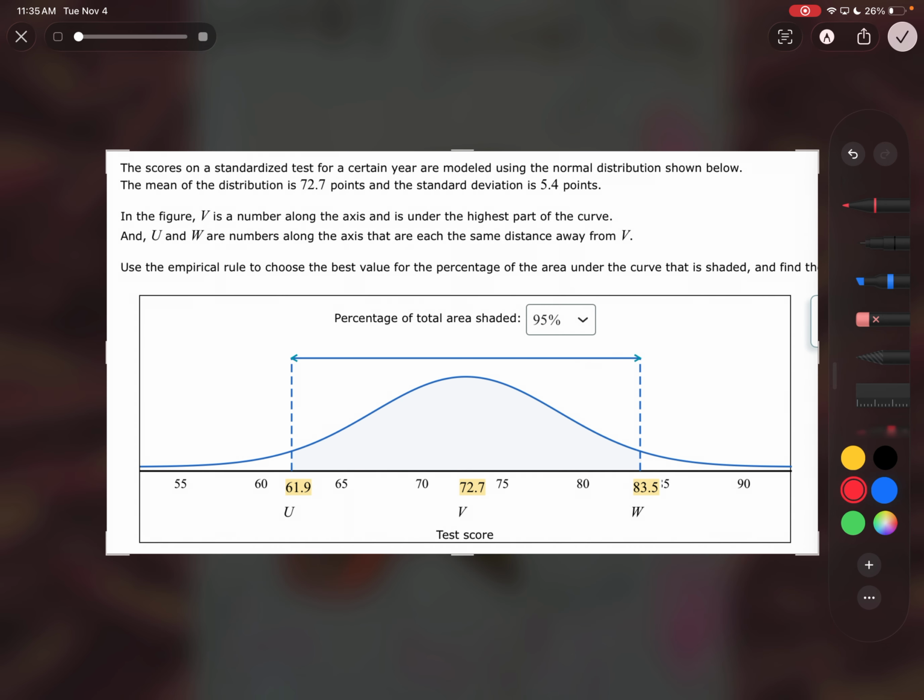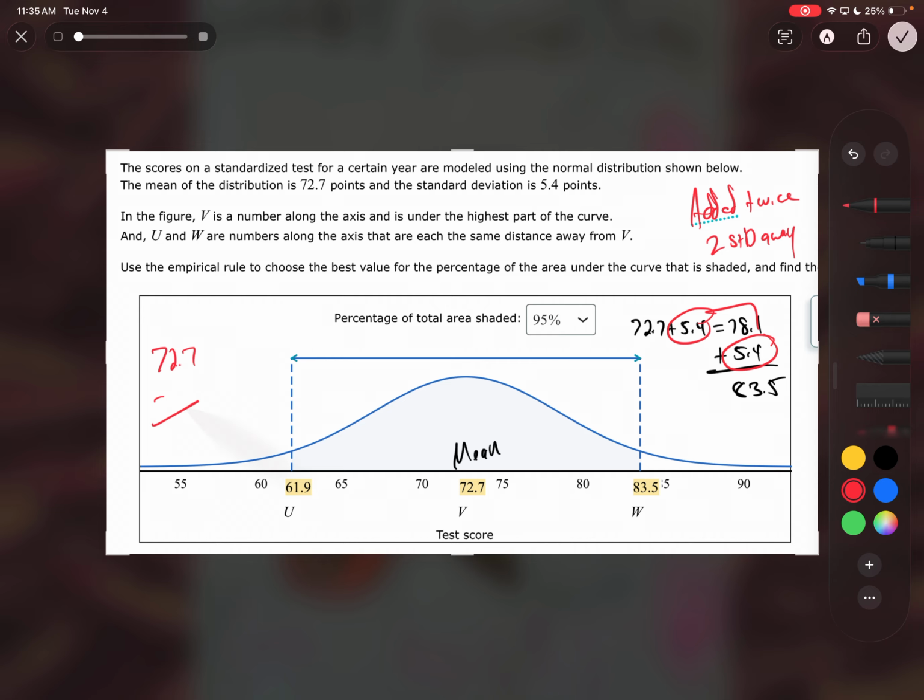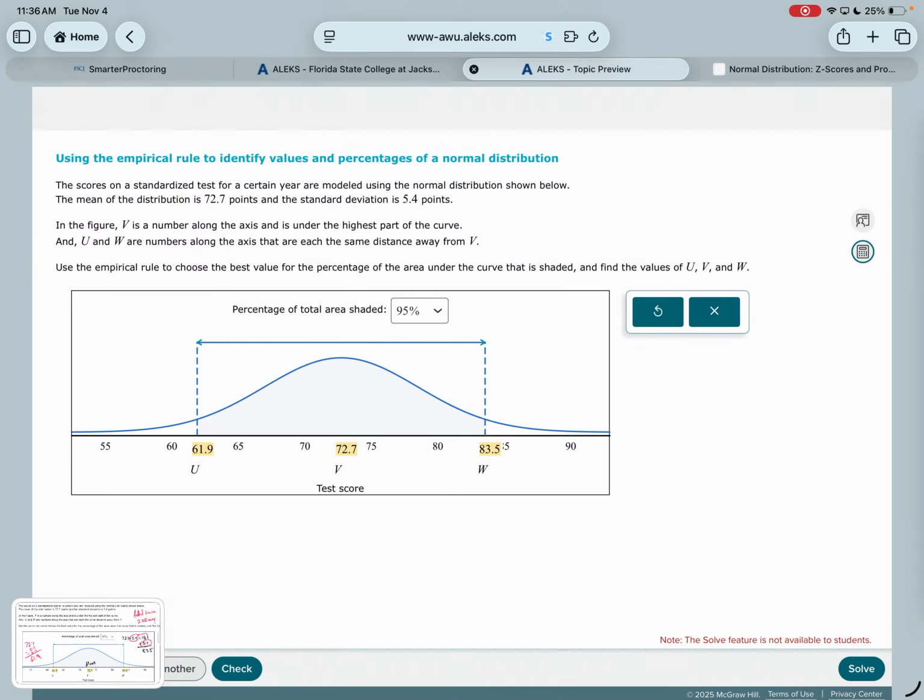So what we did on this one was we took my mean right here in the middle, and then we did 72.7 plus 5.4. What was that? 78.1, which doesn't work. So we only did plus 5.4 again, which is the 83.5. So we added it twice. You're 2 standard deviations away. Added twice, 2 standard deviations away. Okay? So now you subtract it twice. 72.7 minus 5.4 minus 5.4, and you get your answer, 61.9. Okay? All right.